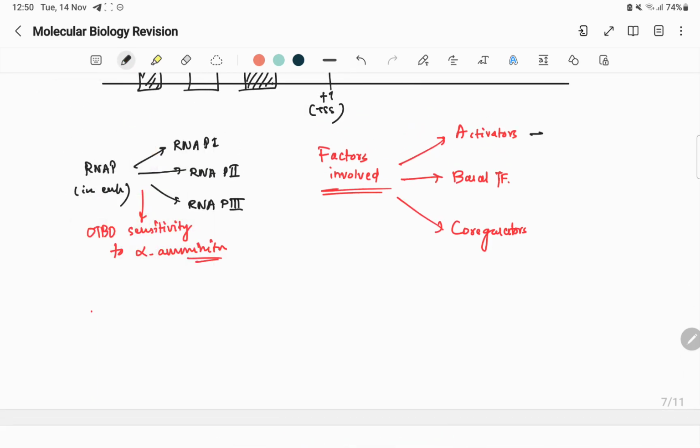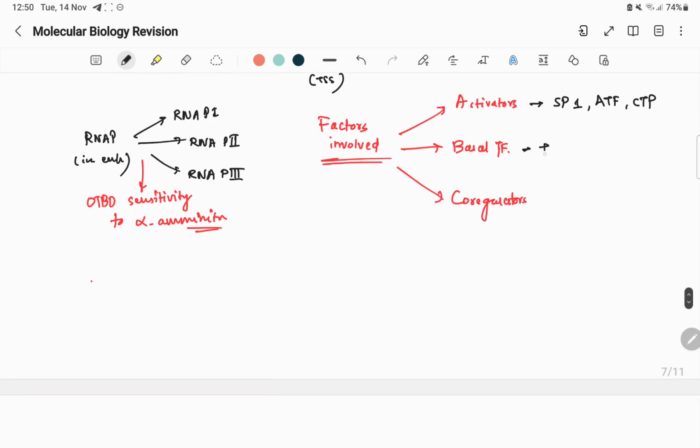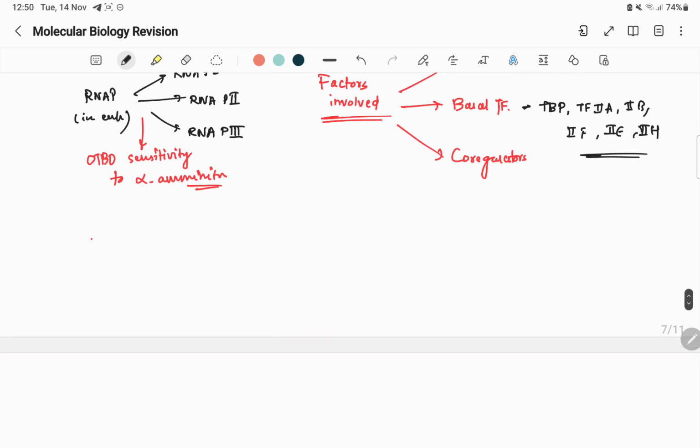What activators do you have? You have SP1, ATF, and CTF. And basal transcription factors, we have TATA binding protein, transcription factor 2A, 2B, 2F, 2E, and 2H. These are all basal transcription factors. And as co-regulator, we have transcription factor 2D, which is made up of TBP and 14 TAFs. TAF refers to TBP-associated transcription activating factors.